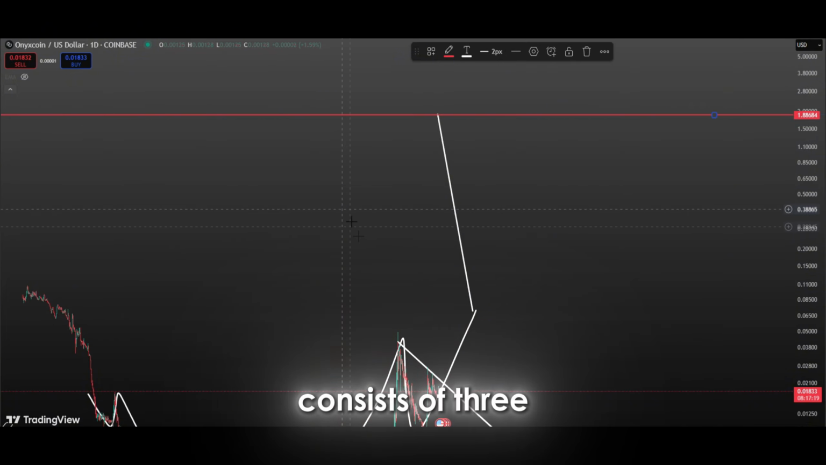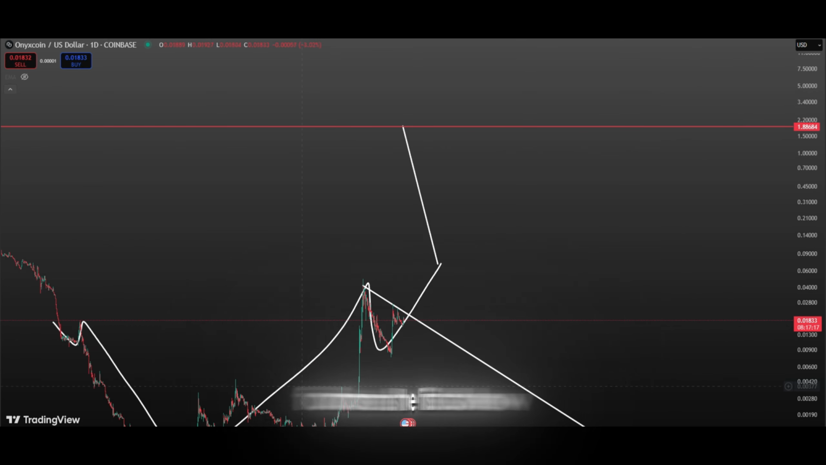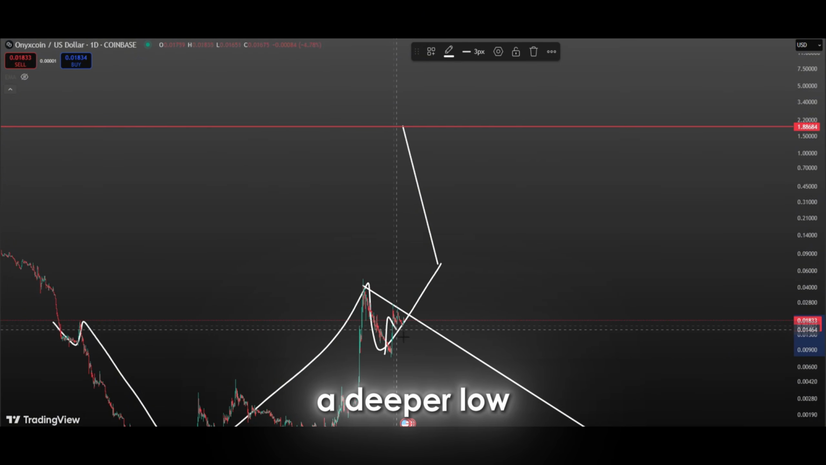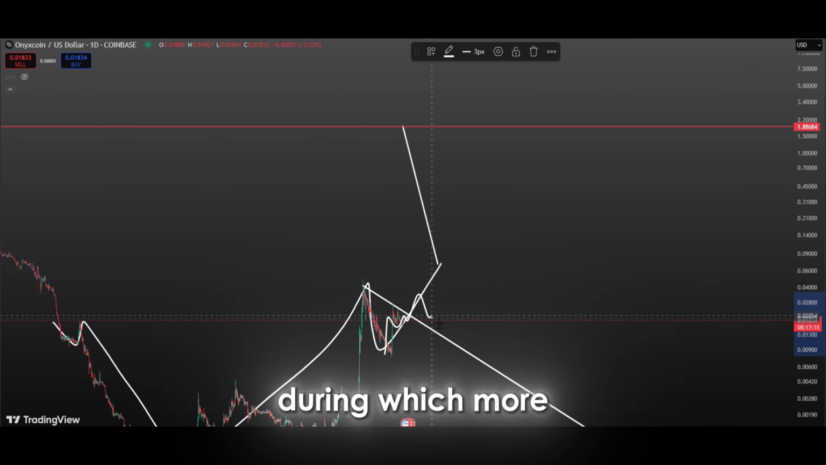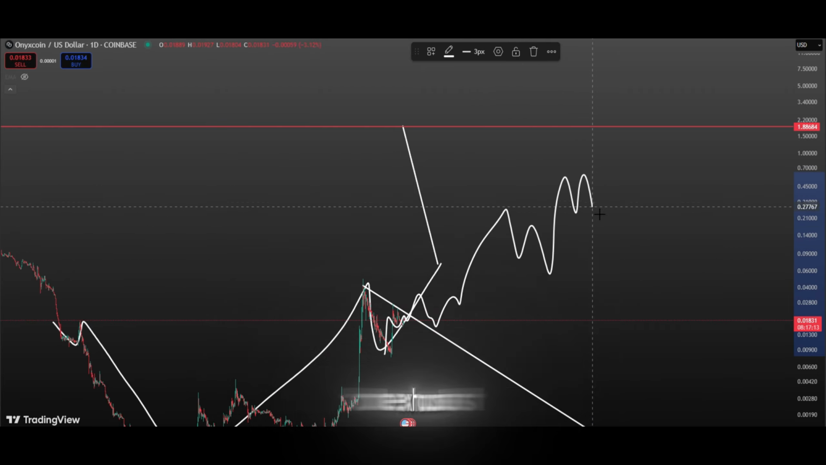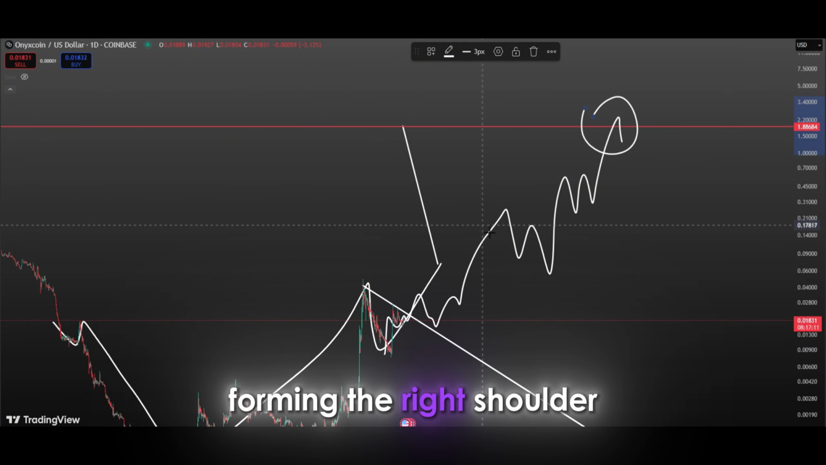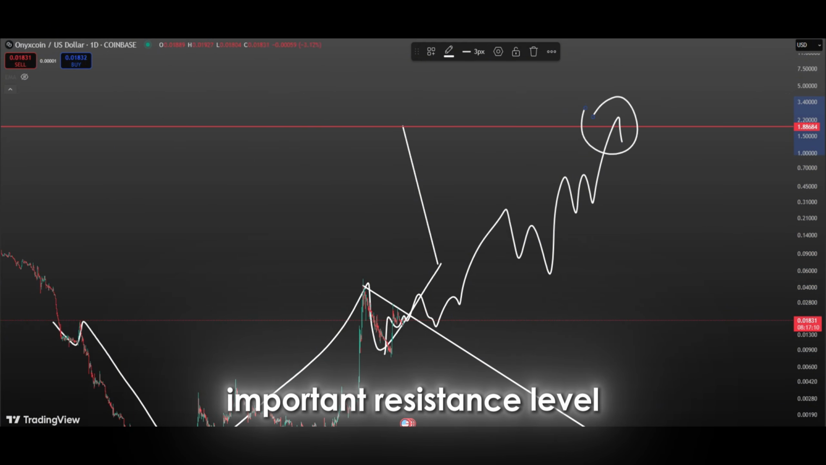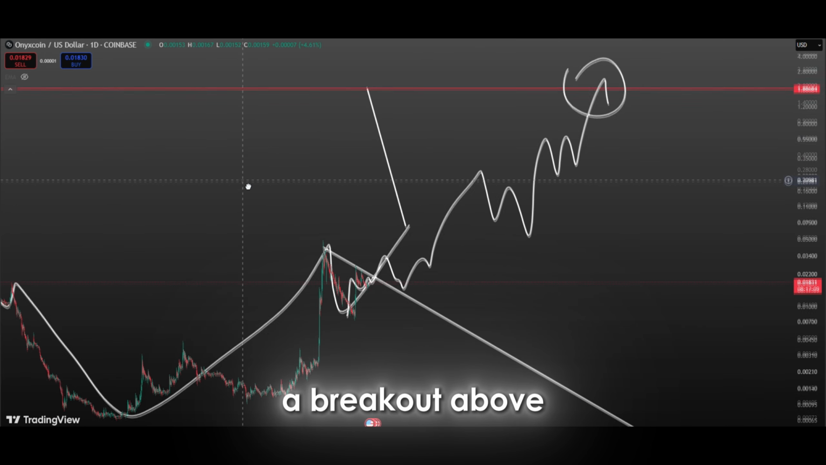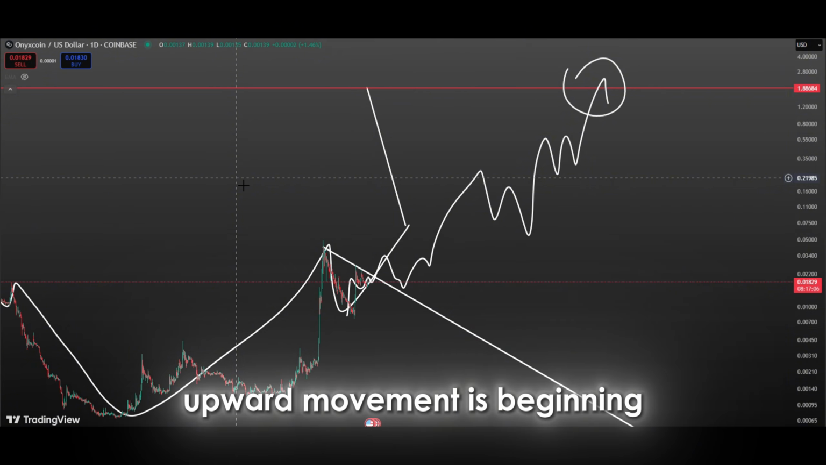This formation generally consists of three main phases. First, the price enters a downtrend and forms the first low, known as the left shoulder. Then it creates a deeper low, forming the head, during which more selling pressure is typically seen. However, this low can signal that sellers are starting to exhaust. Finally, the price begins to rise again, forming the right shoulder and encountering an important resistance level, known as the neckline. A breakout above the neckline is expected at this point, which serves as a definitive signal that the price trend has reversed and a strong upward movement is beginning.